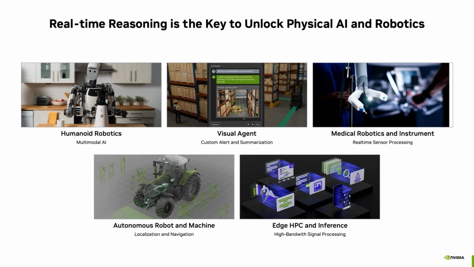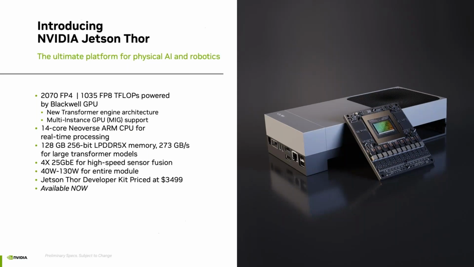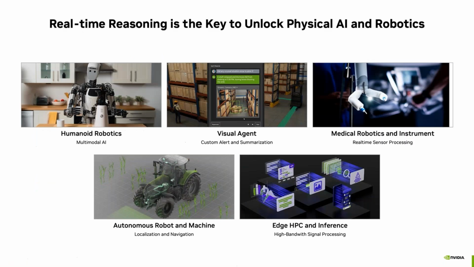These are some examples of where the Holoscan Sensor Bridge can play a huge role. Applications that are mission critical, such as medical robotics and medical surgeries, humanoid robotics, autonomous robots and machines, which rely on a lot of sensors and need to process a lot of sensor data, Holoscan is going to be a valid candidate for these types of applications. Other applications such as visual agents and edge HPC and inference can also benefit from the use of Holoscan because of the high-speed sensor processing.